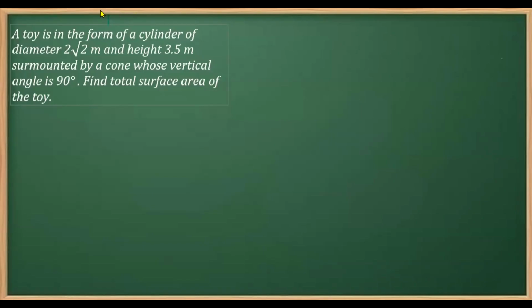In this question from the chapter Surface Area and Volume, the question says a toy is in the form of a cylinder of diameter 2 root 2 meter and height 3.5 meter, which is surmounted by a cone whose vertical angle is 90 degree. What we have to find out is the total surface area of the toy.